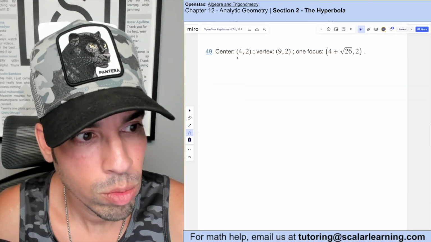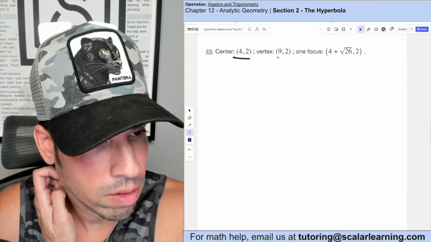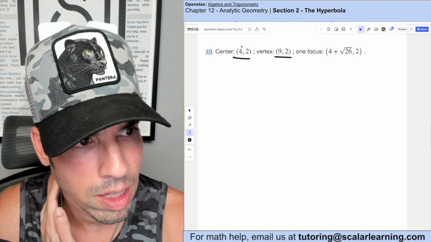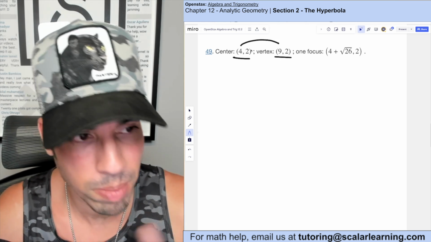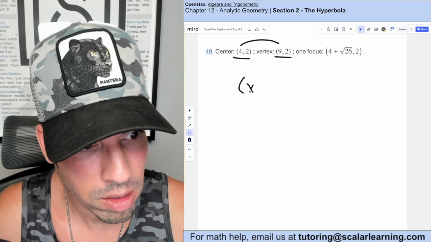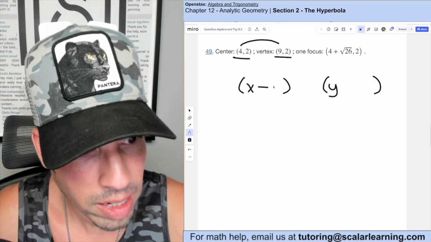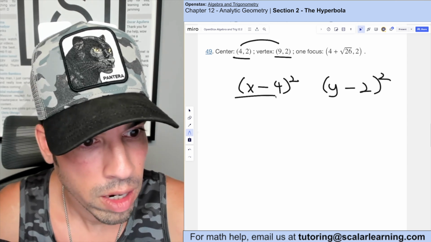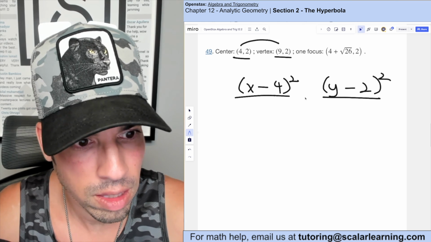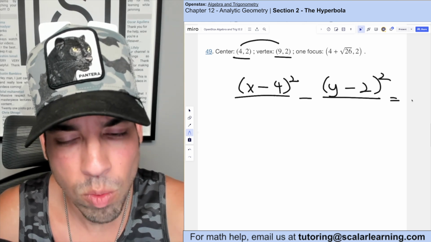Done. So for this one, we have a center at 4, 2 and a vertex at 9, 2. So immediately I know that the vertex is going right and left, not up and down. So again, we're going to have an x in front. And since we know the center, it's x minus 4 squared, and it's going to be y minus 2 squared. And these are going to be like this and like this, minusing. We know we got a 1 over here.